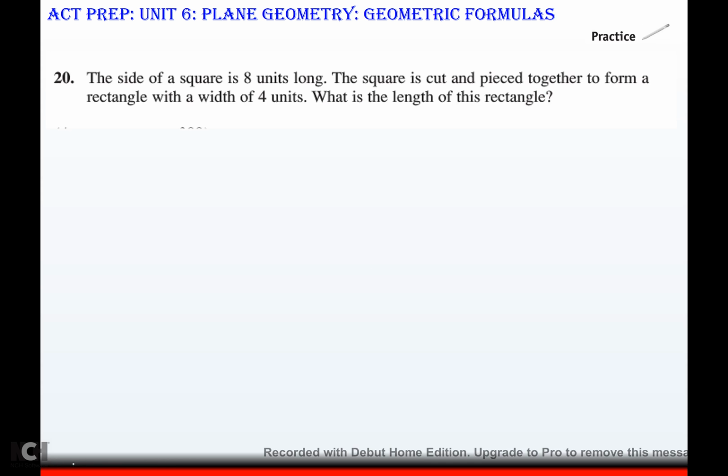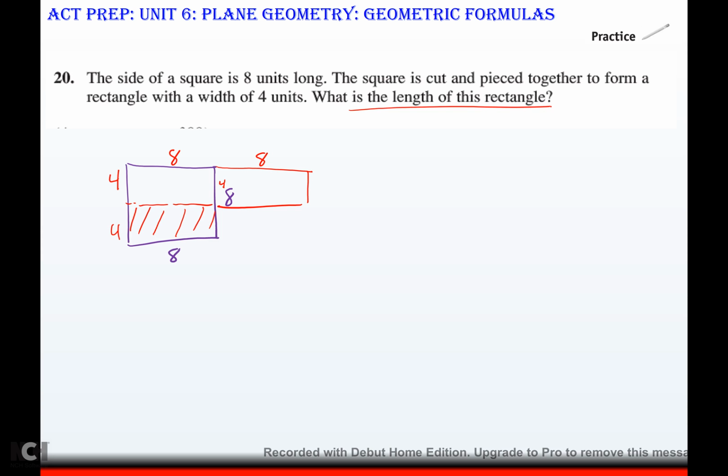And 20. It says the side of a square. Oh, it's a square. So we have a square that has sides that are 8 units long. The square is cut and pieced together to form a rectangle with a width of 4. Well, if they want my width to be 4, right now it's 8, so I would cut it in half to make this 4. So I would pick this up and tack it onto the side. So this would be 4 by 8, so this would be another 4, and this would be another 8. Well, that would make the length of this new rectangle 8 plus 8, which would be 16 units long.